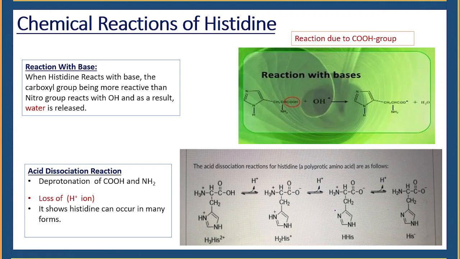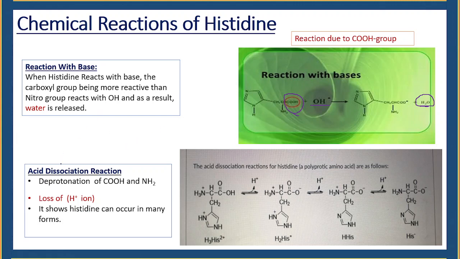The chemical reactions of amino acids are basically due to the amino group or due to the carboxyl group, COOH. So the first reaction is due to the COOH group, in which the histidine reacts with a base, OH negative, and releases a water molecule. As you can see, the red indicator here shows that the carboxyl group reacts with the base and it releases the water.